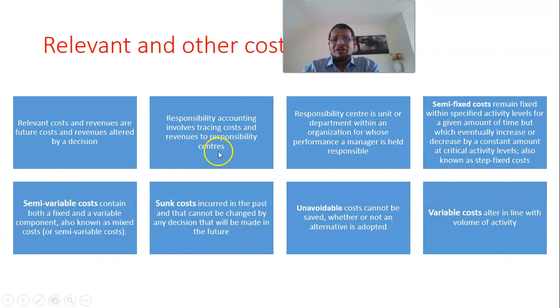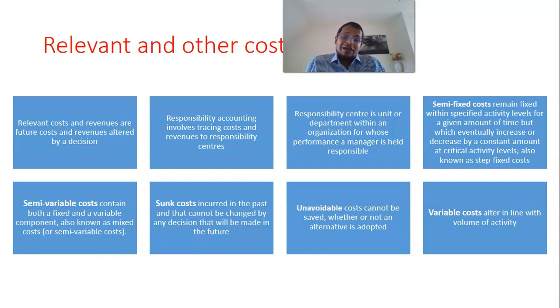So two other concepts are here, responsibility accounting and responsibility center. Briefly, responsibility accounting means that we determine the responsibility. Who has the control over the cost, right? Who can control which cost? So we trace the cost and see which cost is controllable by me and which is not controllable by me. So if I'm a branch manager of a bank, I can control the cost. How can I operate the branch? I can increase the activity of the branch, decrease the activity of the branch.